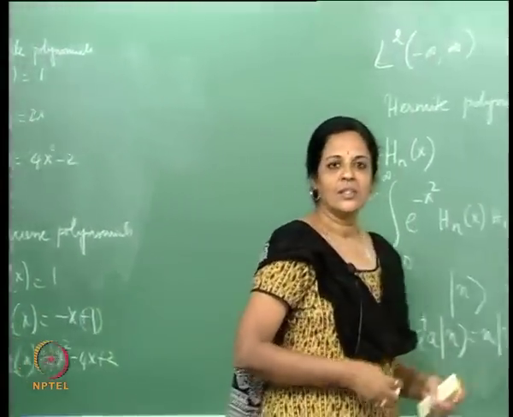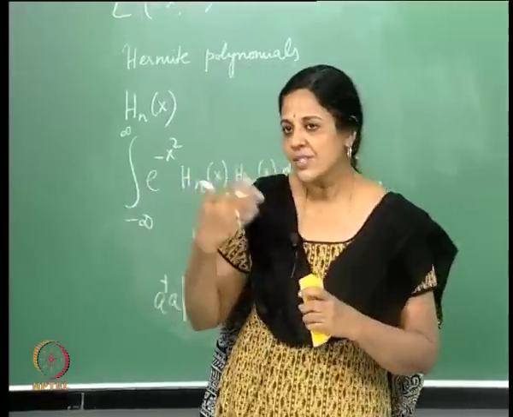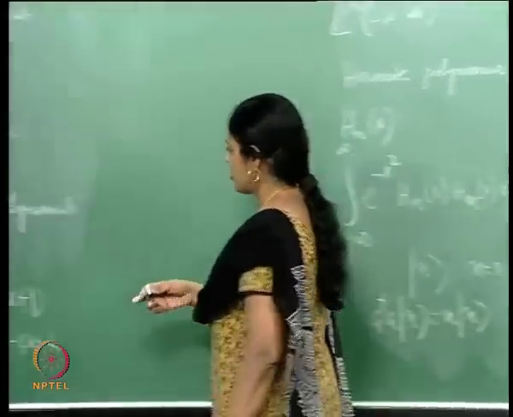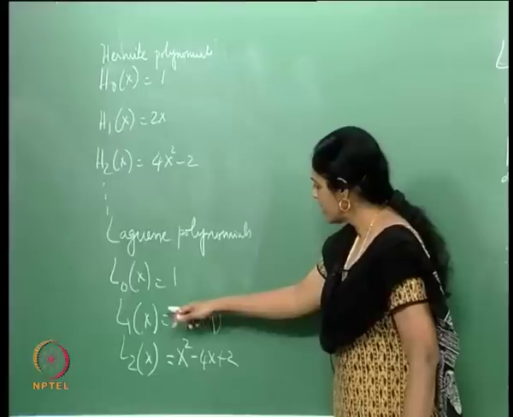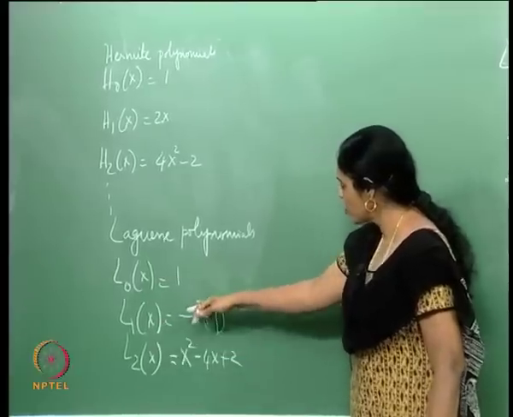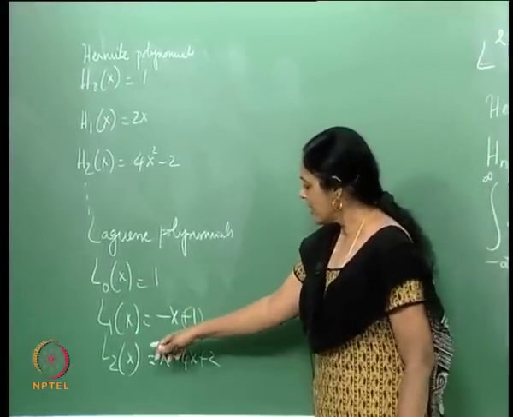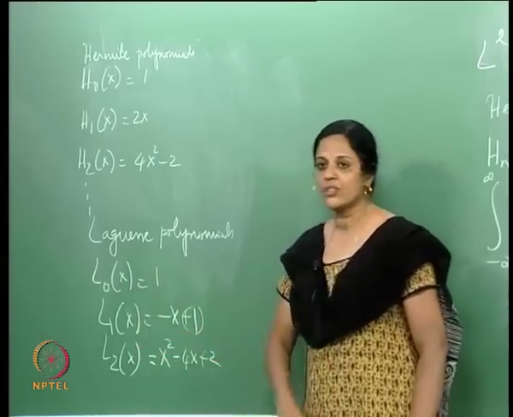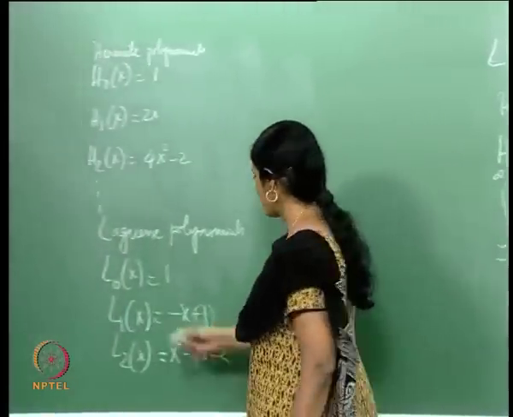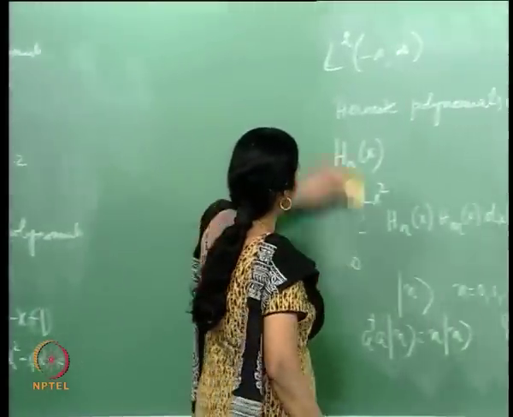So it alternates, even function. The highest power of x is odd in the case of L1, L3 and so on, and the highest power of x in the case of L0, L2 and so on is an even function of x. The highest power is even.